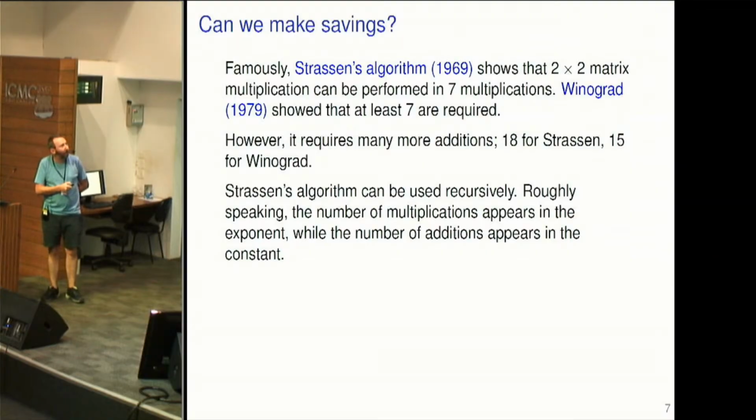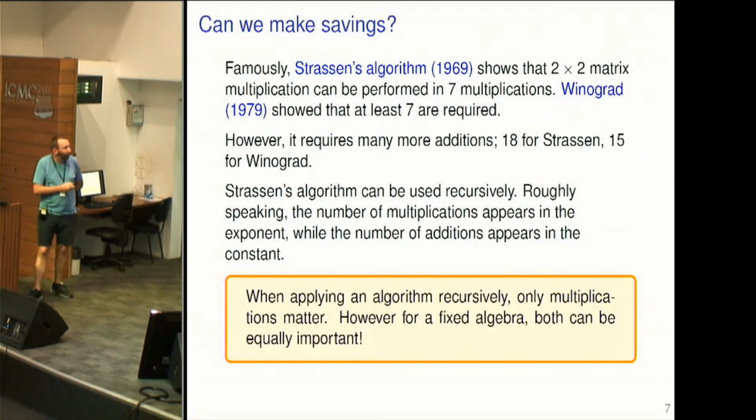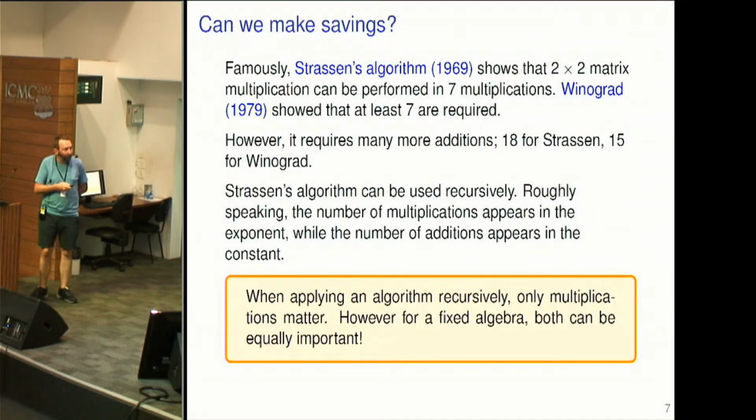So that's why it's fine to throw in loads more additions, because you can get to save yourself a multiplication. So, again, another lie, but roughly speaking, if we're doing something that has some sort of recursive implementation, then I say only multiplications matter. Multiplications matter a lot more. But if you're talking about a fixed algebra with a fixed size, then actually both these additions and multiplications are equally important to count.